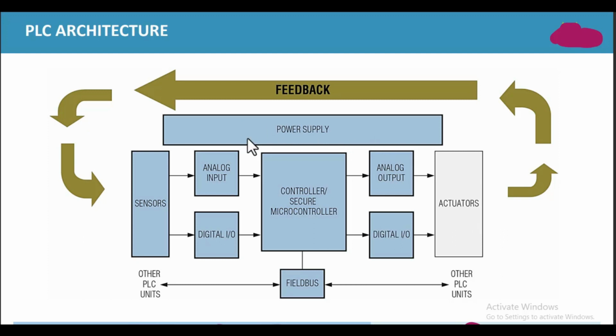A power supply is supplied to all the units, to the inputs and to the outputs. And there is the option of a field bus, on which we can connect the PLC with other PLCs. In this way, the feedback system works. Actuators give a signal to the input sensors, and in this way the process is controlled.